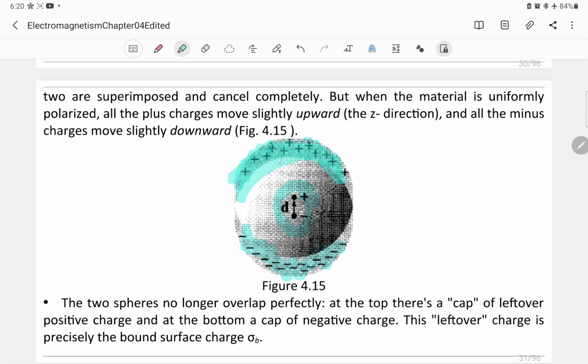And you can see here the bound charge. This is the bound charge above and the bound charge below. It is bound charge because you cannot get these charges from the material.